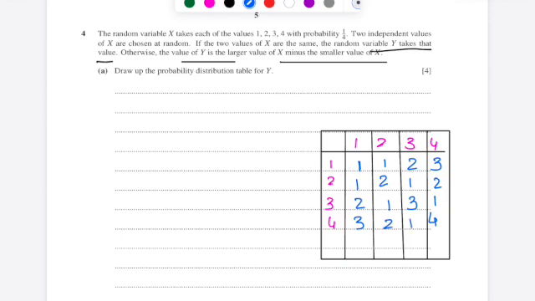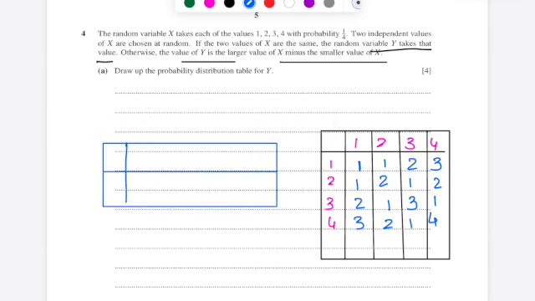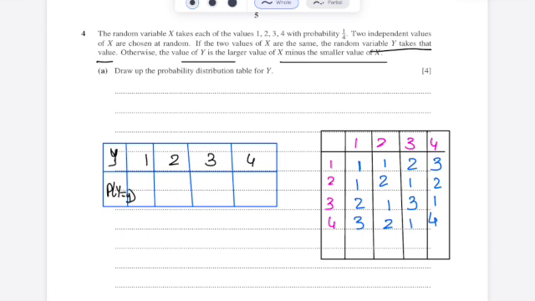Find the probability distribution table. So now we can see what values y can take. Y can take the values 1, 2, 3, and 4. So this is y, small y, and probability of Y equals y. 1, 2, 3, 4. So 1 is how many times? We can see that it is 7 times. So I'm going to erase this.